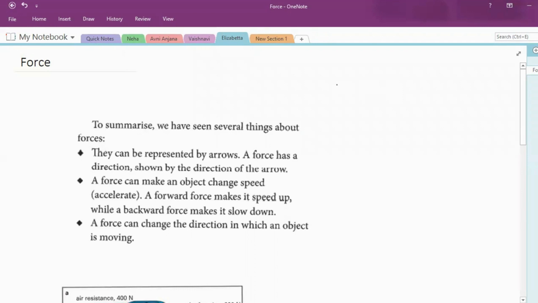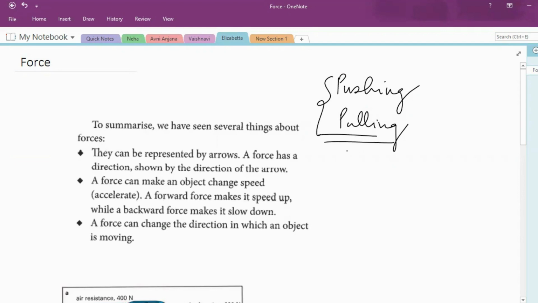So you said pushing, right? Okay. What about pulling? I guess. Okay, great. You're right. Anything of this sort comes under the category of force. But what exactly is it, and why are we talking about it? Because force is something which is responsible for an object to come in motion.